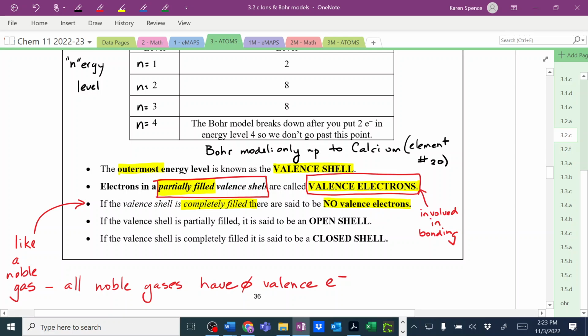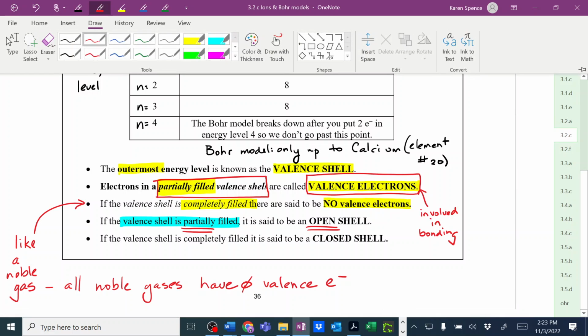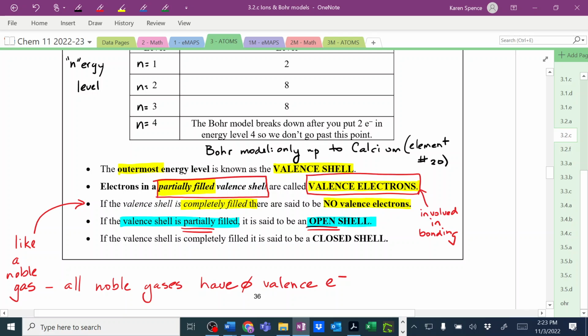Valence shells, which are partially filled, are called open shells. If a valence shell is completely filled, it's no longer open, it is closed.